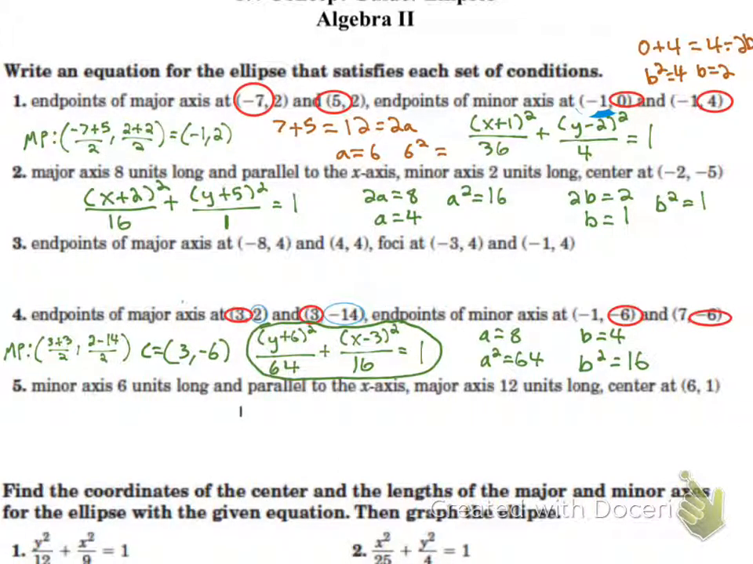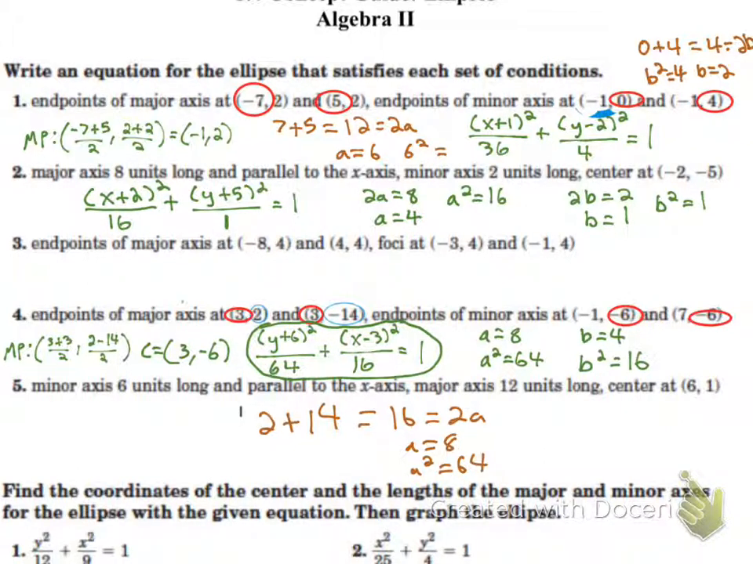So again, circled in blue right there, I've got 2 and then a negative 14. Distance is always positive, so that will be positive 14, which gives me 16. Well, that's 2a. So then I get a is 8, and a squared is 64. And remember, that goes underneath the y because our major axis was given. The y values were what's changing.